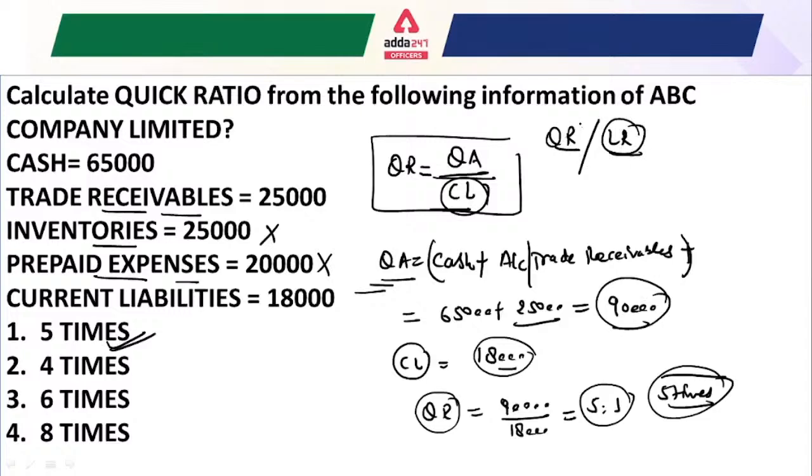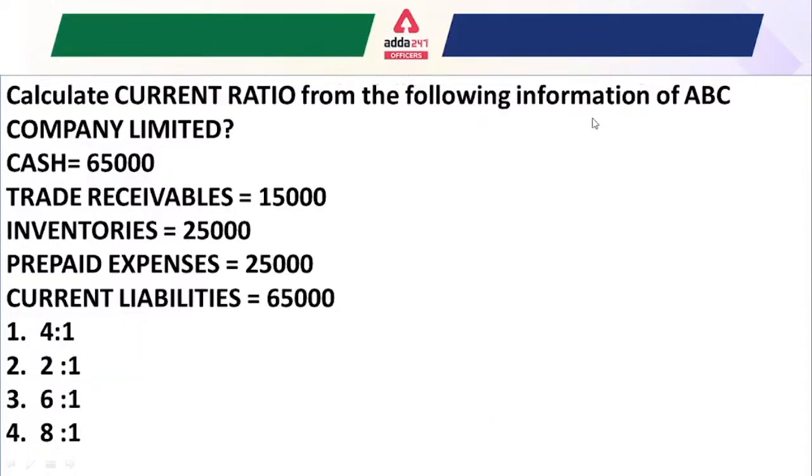Okay, next question. Again, you have to calculate the current ratio from the given information. So the cash is given, trade receivables are given, inventories are given, prepaid expenses are given, and the current liabilities are given. So just tell me what will be the answer here. Just calculate and tell me the answer to this question. I'm waiting for your answer. I hope now everyone is able to do this kind of question.